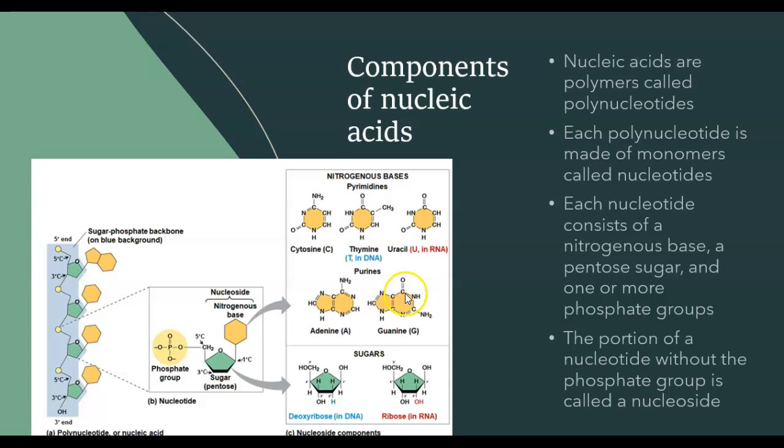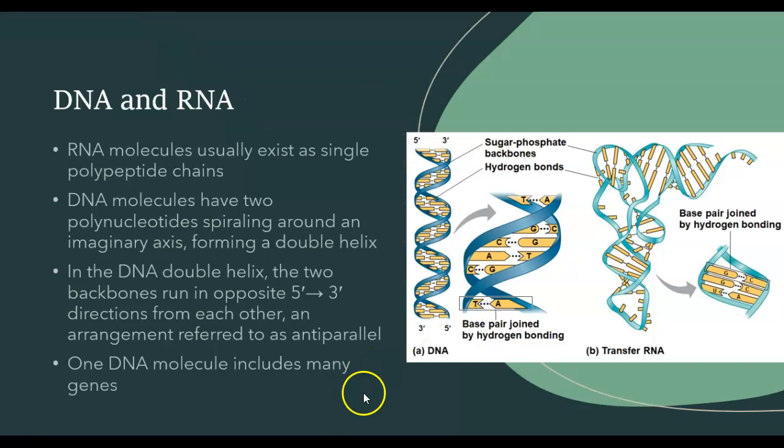And you learned in your initial biology class that A always bonds with T, and C always bonds with G when they're in DNA, so we call them complementary base pairs, and we'll talk more about that later on in Unit 5 and 6. RNA molecules are usually a single polynucleotide chain, and DNA has 2 polynucleotides that spiral around each other, running in opposite directions, forming a double helix. We call that arrangement antiparallel because the 2 backbones run in opposite directions because of the way the sugars orient with each other.